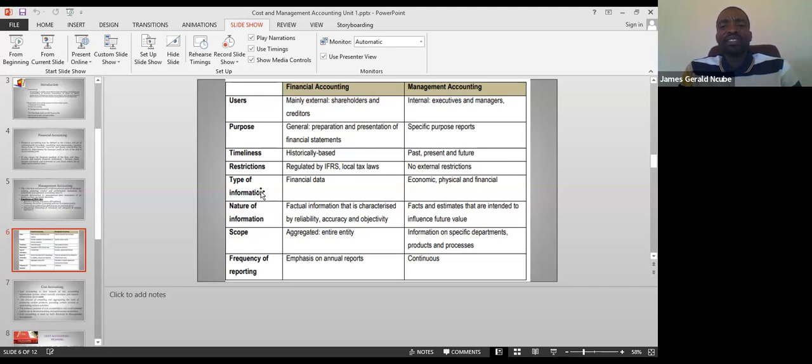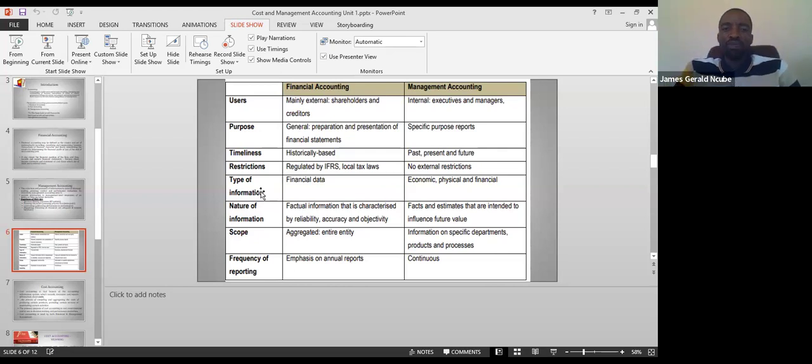While on the other hand, management accounting has got facts and estimates, which are intended to influence future value. There are projections that are mainly found under management accounting. For example, we can make some budget estimates, maybe the cost that would have been incurred in our products. They can be based on budgeted information, which may not be the correct information that would have transpired. So management accounting is mainly based on estimates, whereas financial accounting is based on factual information.